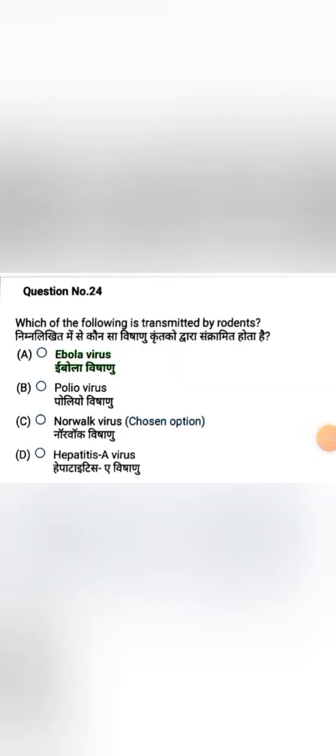Which of the following is transmitted by rodents? Options. Option A Ebola virus, option B polio virus, option C Norwalk virus, option D hepatitis A virus.